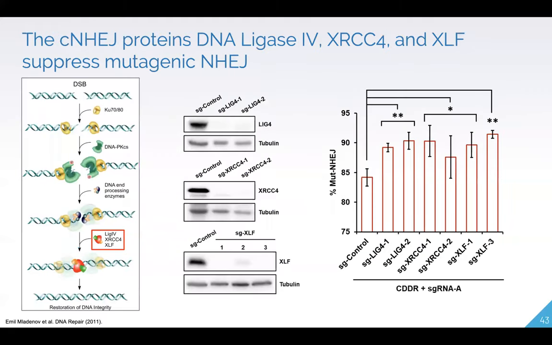Then you can actually ask the question, what happens if you delete one particular repair factor? Here's an example where we deleted the 3 different proteins involved in the canonical pathway of non-homologous end joining that we just discussed, the Ku70 dependent pathway: ligase 4, XRCC4, and XLF. So we generated one single parental cell line that has the CDDR reporter, and then we deleted ligase 4 in 2 different clones, or XRCC4 in 2 different clones, or XLF in 3 different clones. One of them has some residual expression, so we exclude this one from the analysis.